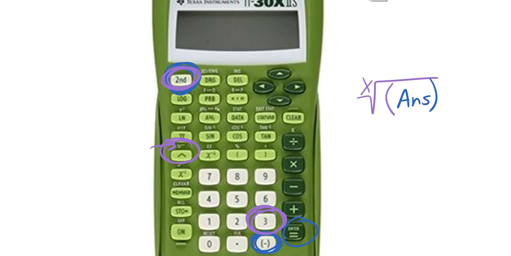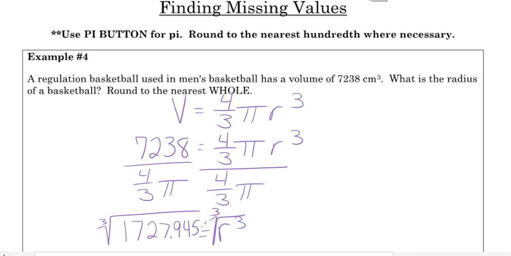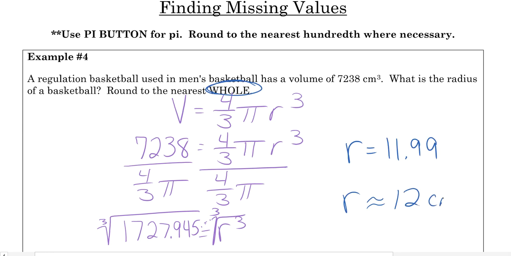And we get the not rounded answer of r equals 11.9998, but our question said to round to the nearest whole, so the radius is approximately 12 centimeters for a regulation basketball used in men's basketball.